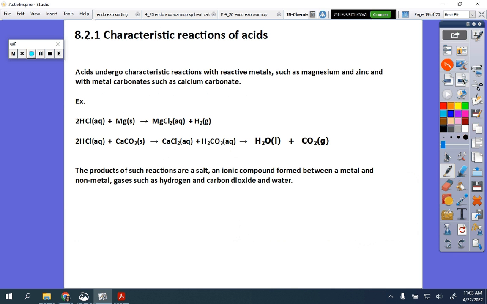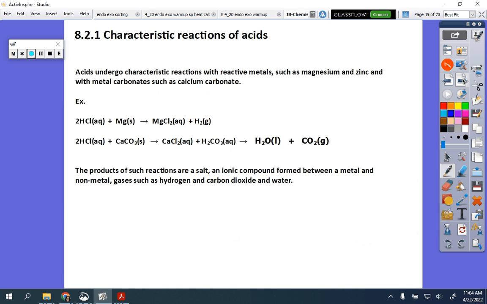So the products of any reaction between an acid and a metal are going to be a salt plus some kind of gas, generally hydrogen, but it could also be carbon dioxide and also water. So the example here with the carbonate reaction, so hydrochloric acid reacting with calcium carbonate is going to give us that salt, that calcium chloride salt. It's also going to give us hydrogen carbonate, and the hydrogen carbonate is going to then produce H2O and CO2.